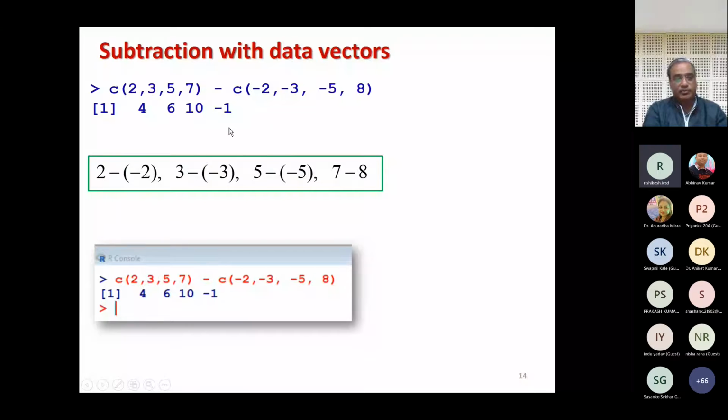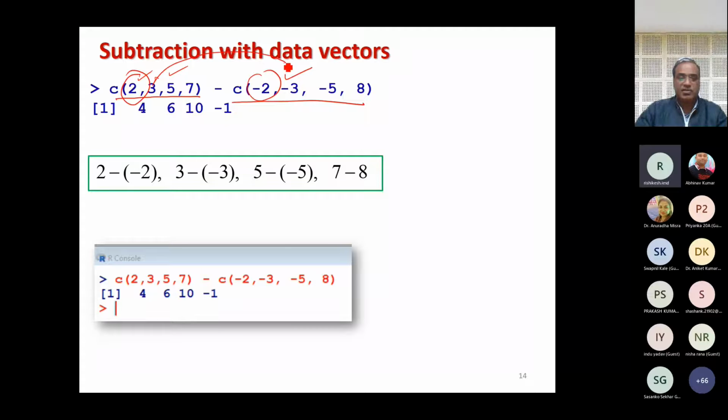Anyway, so now in case you try to do the same thing with subtraction. If you have 4 elements in the first and second data vector, then once again the operation is going to be element-wise: 2 minus 2, 3 minus 3, 5 minus 5, and 7 minus 8. That will happen, and then you will get an outcome like this one.